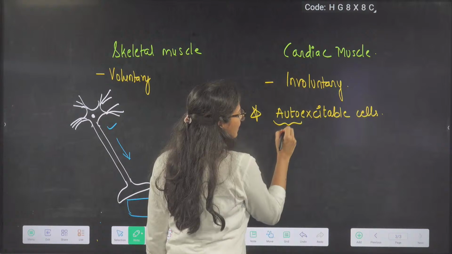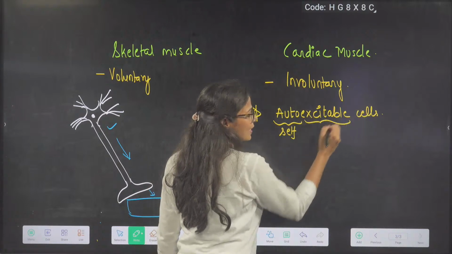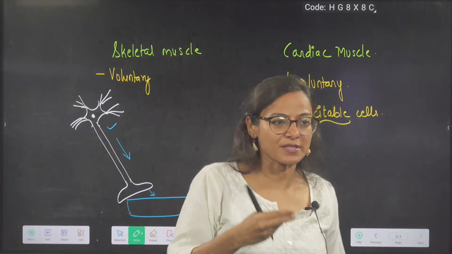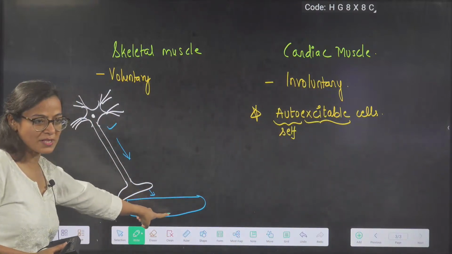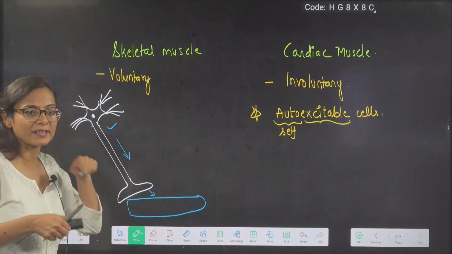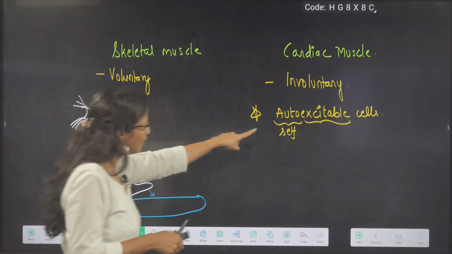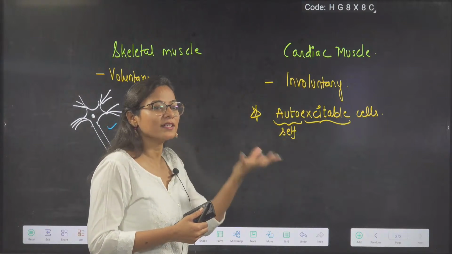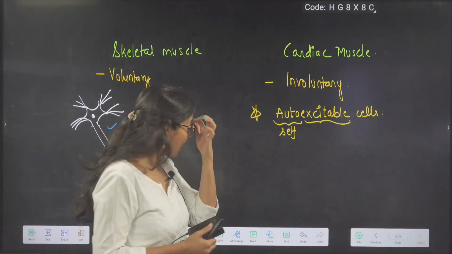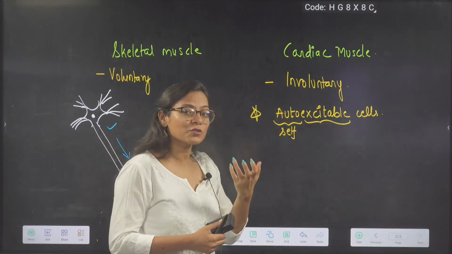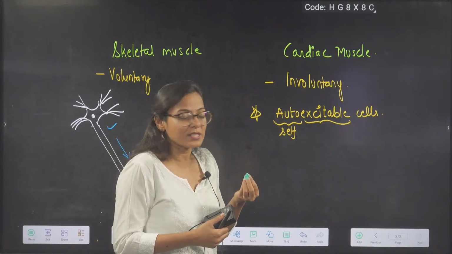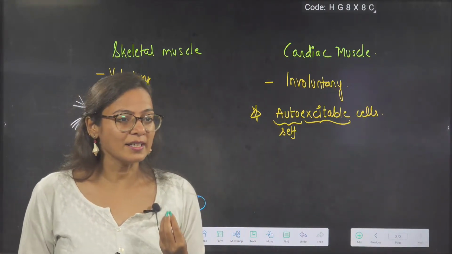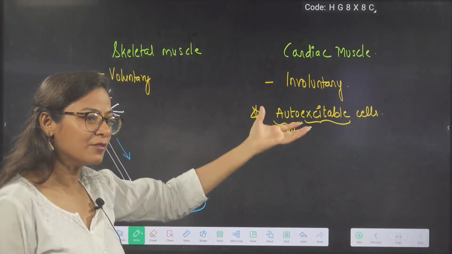Auto means self. Excitable means they are generating impulses by themselves. Here, the neuron is telling the muscle, okay, now you have to contract, now you have to contract. But here, the cardiac muscle itself knows that it has to contract, so it doesn't need any signal from the neurons, right? Just because they are able to generate impulses by themselves, they are called auto excitable cells. Clear this point, everyone, about voluntary and involuntary control.